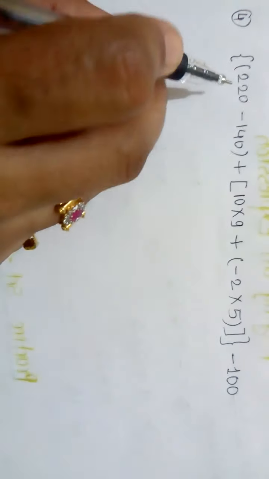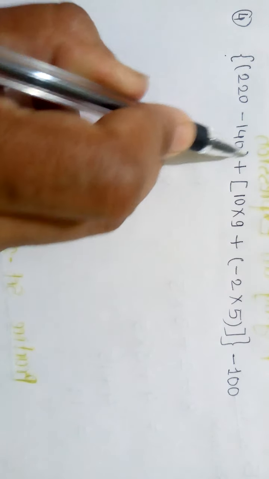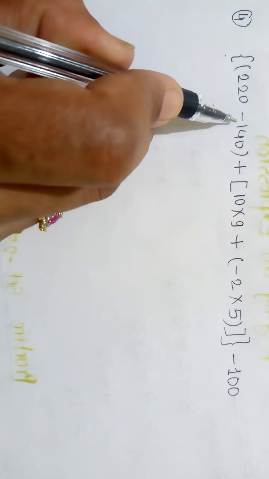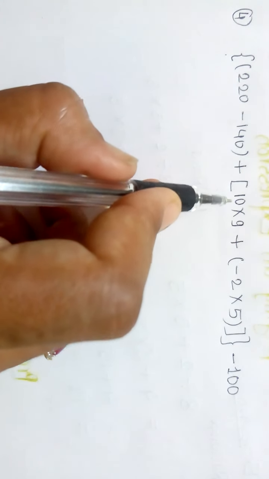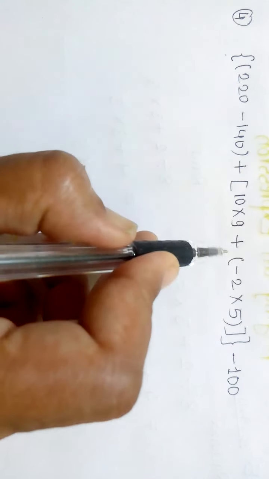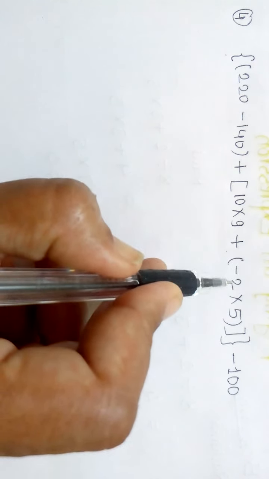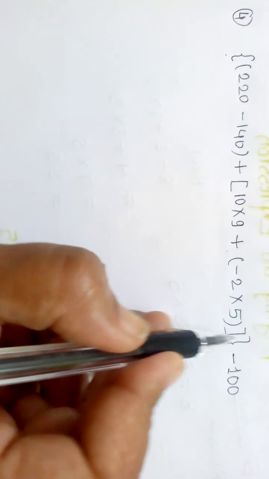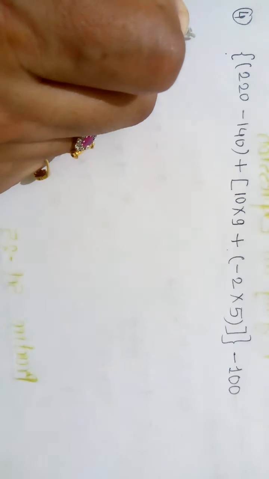Now we will see the fourth example. See, this is the fourth example. First a curly bracket is there. Then here a round bracket. In the round bracket, 220 minus 140 plus. Then here a square bracket is there. See here, till here the square bracket is there. In the square bracket, 10 into 9 plus. In the square bracket, again one more bracket is there, that is negative 2 into 5. The square bracket is completed here and then the curly bracket is also completed, minus 100. Now see what we will do.